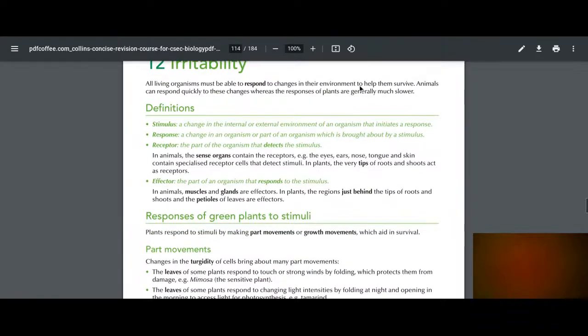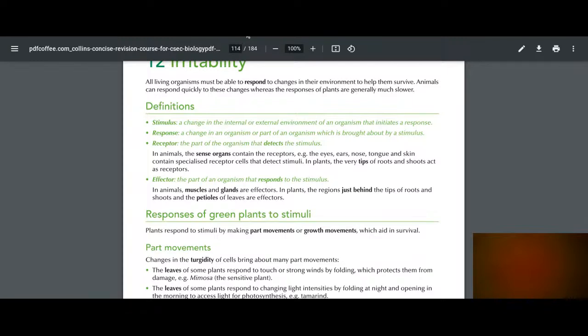Now we have completed the chapter of movement. We're now going to go into the chapter of irritability. All right, so what is irritability? Irritability has to deal with stimulus, response, and receptor.